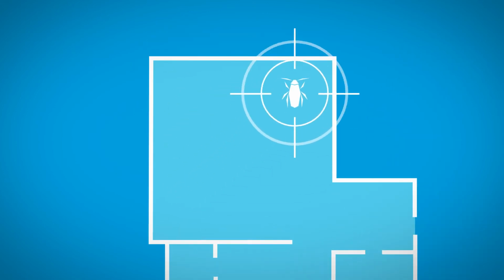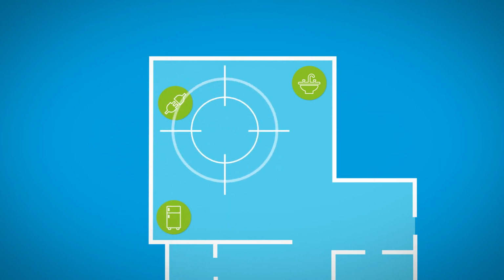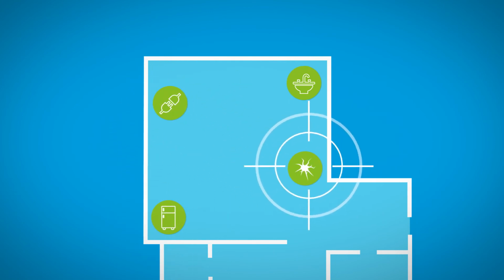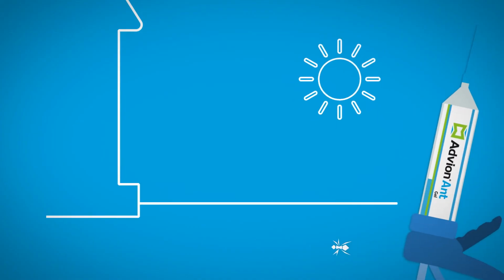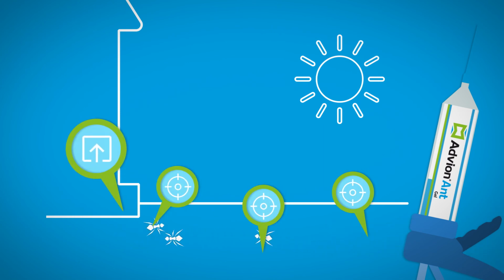For example, under sinks, behind refrigerators, in and around sockets, and in cracks and crevices. For ants, this is not recommended. Apply Advion ant gel bait only along the ant trails and at the entrances into the building when you see living ants.